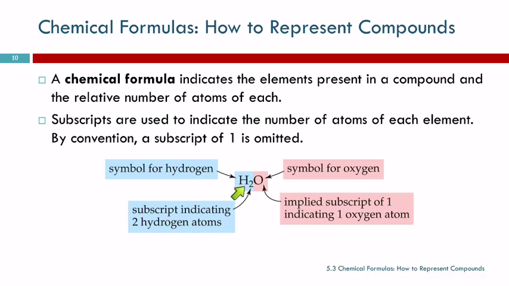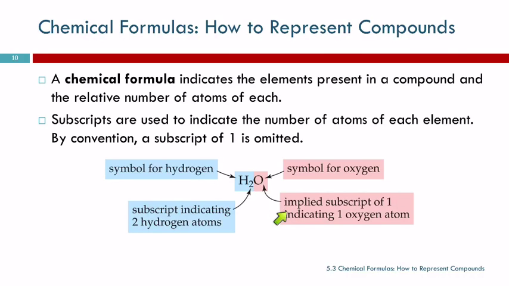So H with a subscript 2. Subscripts go below the middle line, like submarines go below, and superscripts go above, like Superman flies over the city. So this is a subscript. H2, that tells us there's 2 hydrogens. And there's 1 oxygen. So we have this implied subscript of 1.